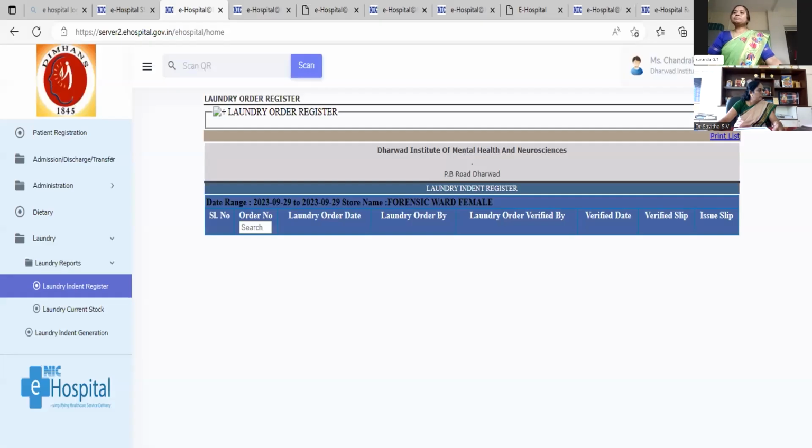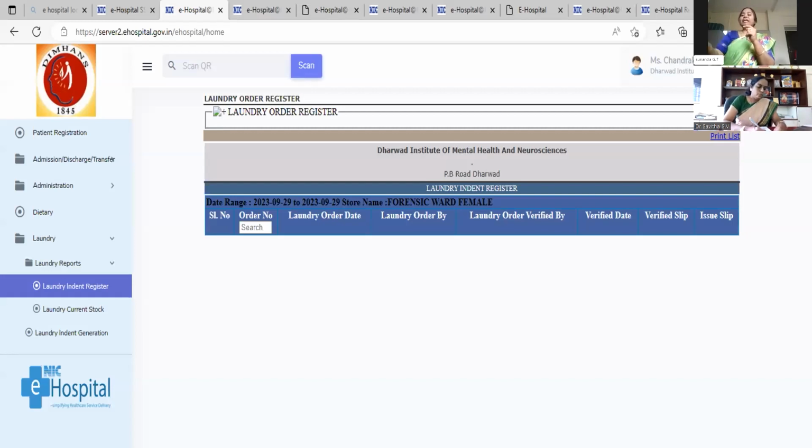Next one, please. Yes, this is laundry. In the beginning itself, I told you admission, medication administration, nurses' notes, dietary, laundry. Then we have 6 areas to which this e-hospital is attached. In laundry, you are putting an indent through this format. We have 3 types of linen for the patient: one is white, another is maroon, and another is green. Alternate days we will be changing these.